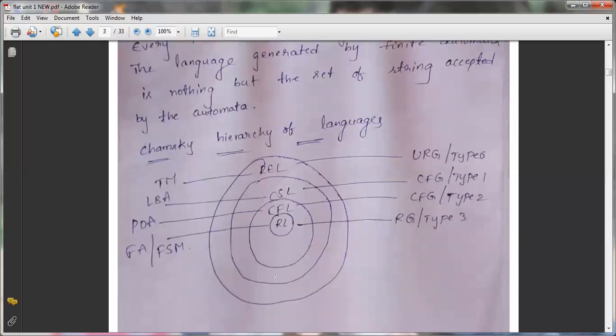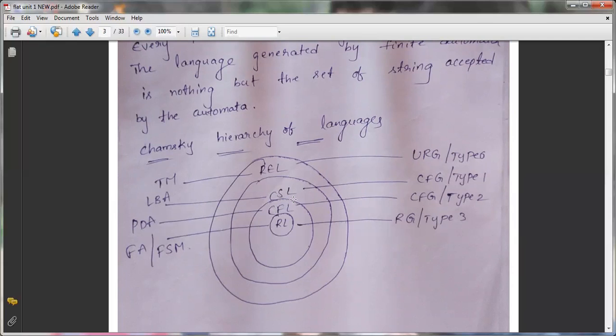So coming to the Chomsky hierarchy, what is this Chomsky hierarchy? See, regular languages, context-free languages, context-sensitive languages, and enumerated languages. So what are these regular languages? They are nothing but finite automata, finite state machine, and regular grammar will also be there. And PDA, CFL is nothing but context-free languages. So in this, PDA will be there, context-free grammar will be there.